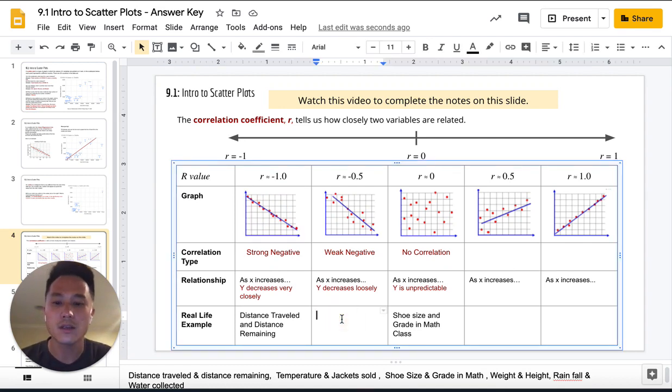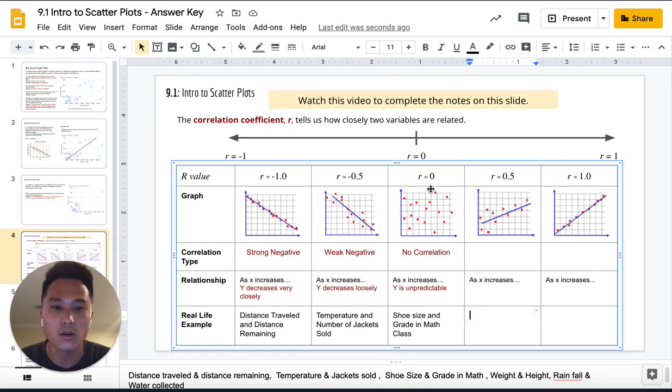And a real life example of this might be temperature and number of jackets sold at stores. So if we think about as the temperature increases, so as the x increases, it's getting warmer and warmer and warmer. And then as it's warmer, fewer people are buying jackets because they don't need them anymore. So that's why the number of jackets sold at stores would decrease. But it's not going to decrease exactly by the same amount every single time because people can be a little bit unpredictable, right? Some people still like to wear jackets when it's warm outside, or maybe some people already have jackets.